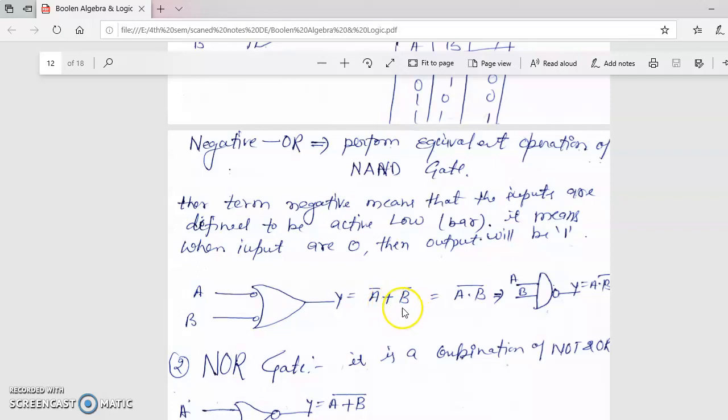And according to De Morgan's theorem, we get from this A dot B whole bar. Okay students, it means this is the output of NAND gate, that is A, B, and this is the NAND gate. Output is A bar plus B bar. So remember this thing students, the equivalent operation of NAND gate is negative OR gate.